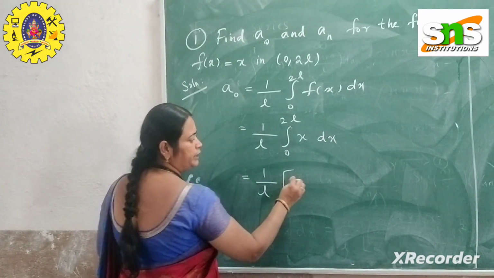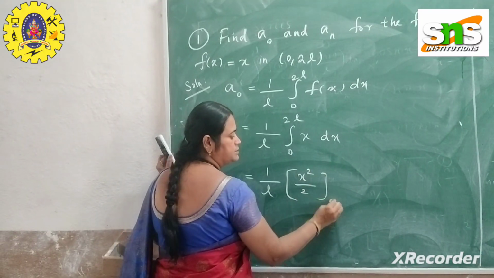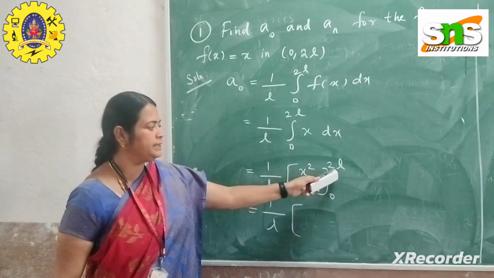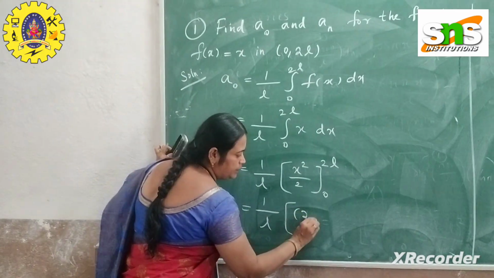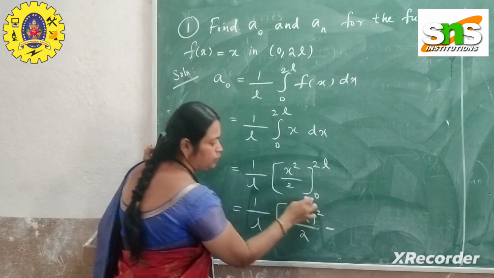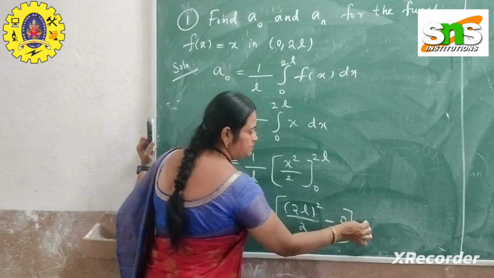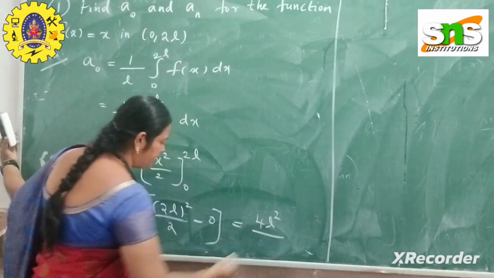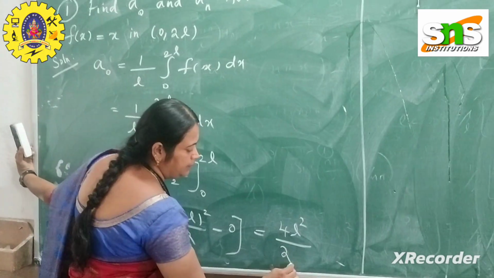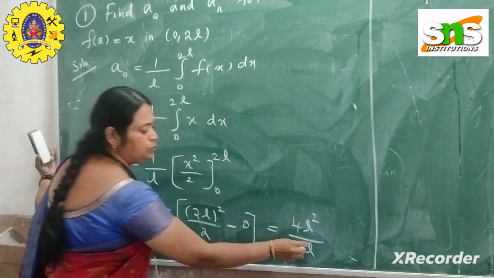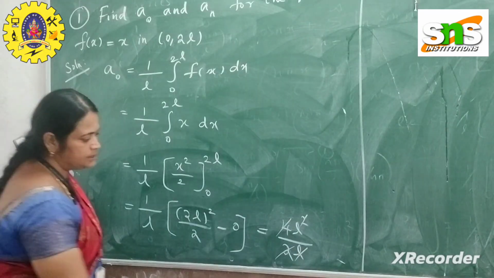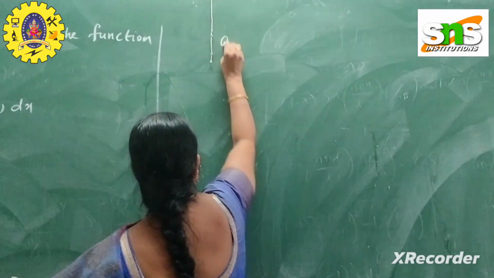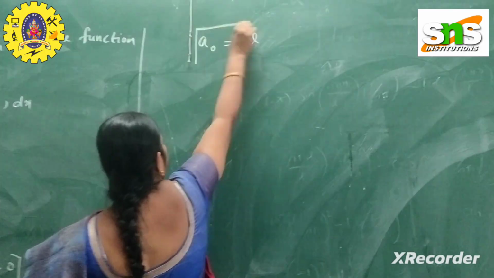When you integrate x, you get x square by 2 between the limits 0 to 2L. So which is equal to 1 by L into, when you apply the upper limit, you get 2L the whole square divided by 2, and when you apply the lower limit, it will become 0. So 2L the whole square is nothing but 4L square divided by 2 into L is 2L, and this becomes 0. So 1 2 gets cancelled and 1 L also gets cancelled. So the answer is 2L. So the value of a0 is 2L.